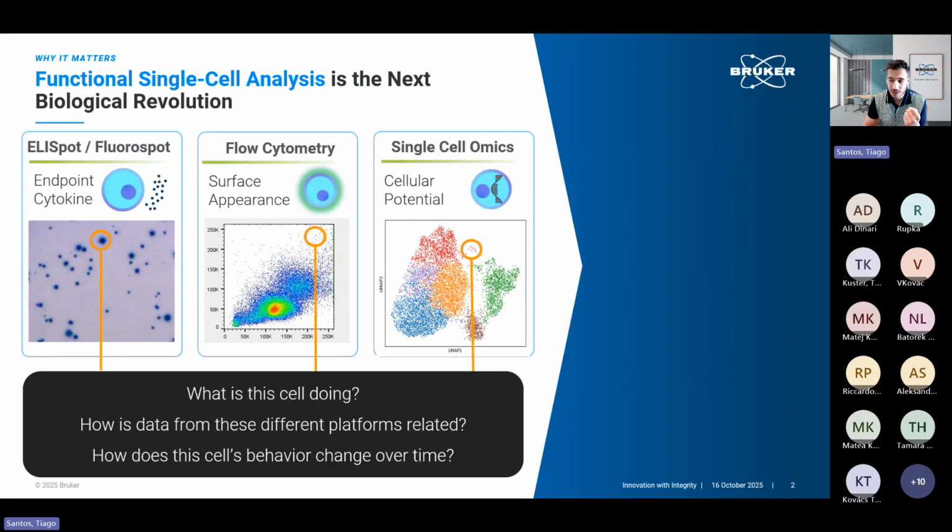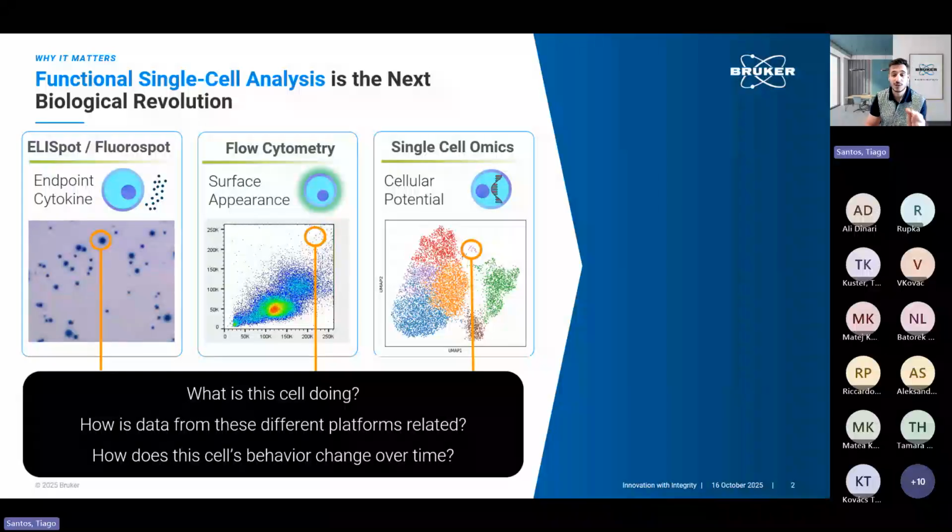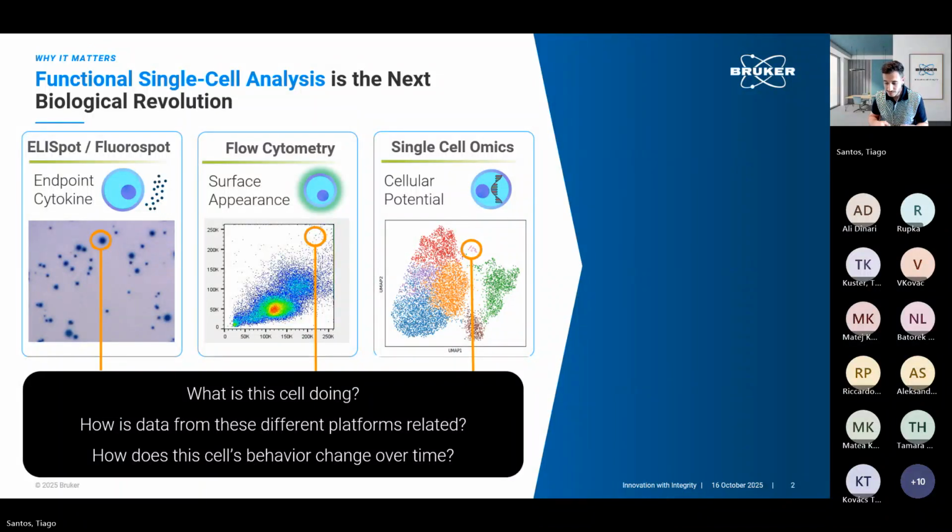So you may question then, if you want to really focus on a specific cell, how can you know what that cell is specifically doing? And how are you able to bind together all of this data in terms of robustness, because you're looking at very different platforms to get all of those functional parameters? And how does that cell behave across time? Because these are very much snapshots, time points where you have the data in terms of cytokine secretion or cytotoxicity, and then that's it. That's the data that you have.